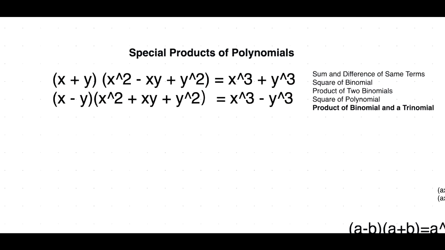So we know by now that it will be x times this entire bracket plus y times this entire bracket. So let's go ahead and do that. So x times x squared minus xy plus y squared, and then y times the same bracket in a second.